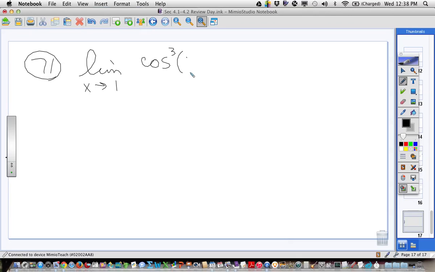Okay. Yeah. So I guess it doesn't really matter. We'll write it that way, but it could be pi halves x or whatever. And then what's on the bottom? Sine of pi x.